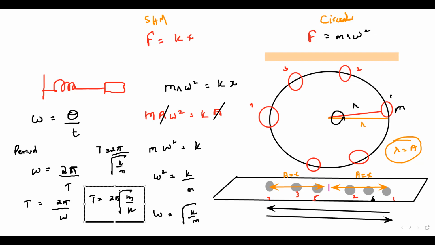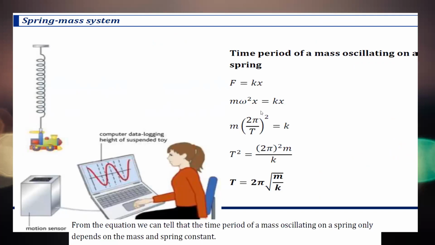Is it clear how we relate a circular motion with a simple harmonic motion and derive the formula for an object which is performing a simple harmonic motion? So T is equal to 2 pi under root m divided by k, where, remember, omega is equal to under root k divided by m.